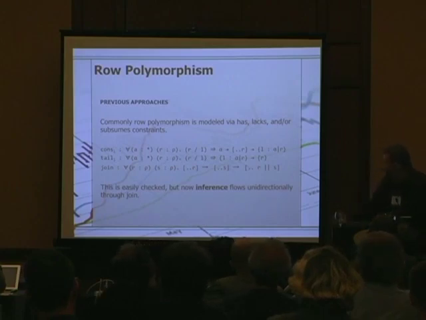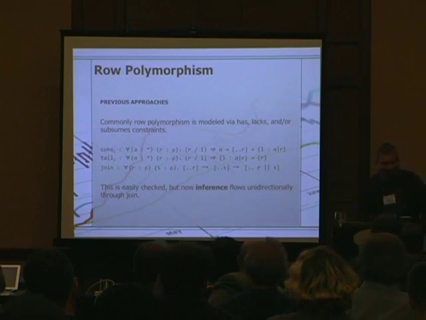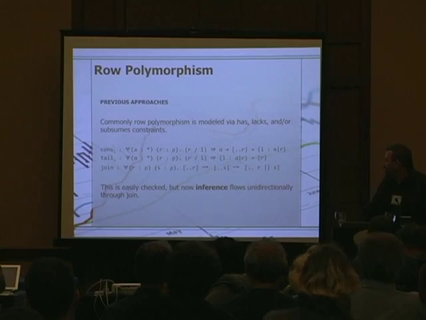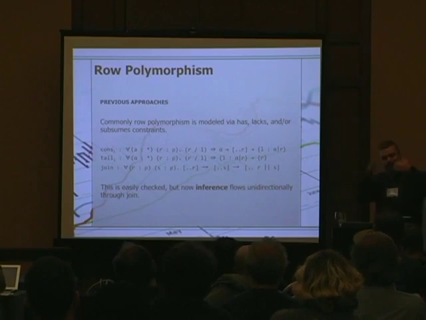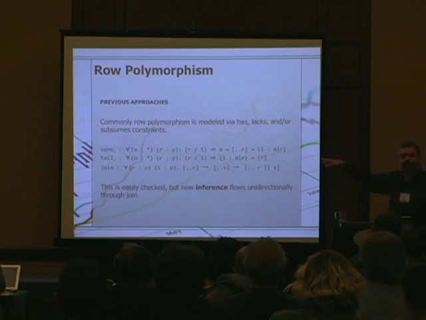Now, the problem with this is that inference flows strictly unidirectionally through join. It flows from the arguments to the result. And so there isn't much ability to, if I know R and I know the result type, if I know the result join, I don't really get to know that this other thing may or may not have some of the fields. And it gets really tricky to start communicating between has and lacks and subsumes when you start talking about inference.